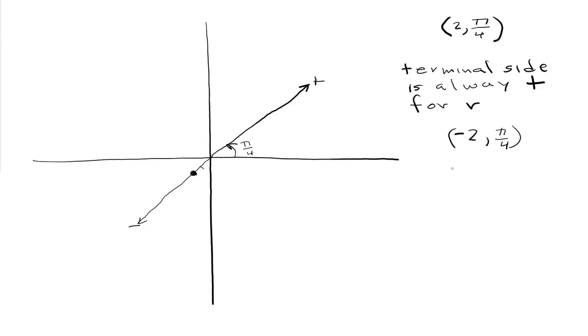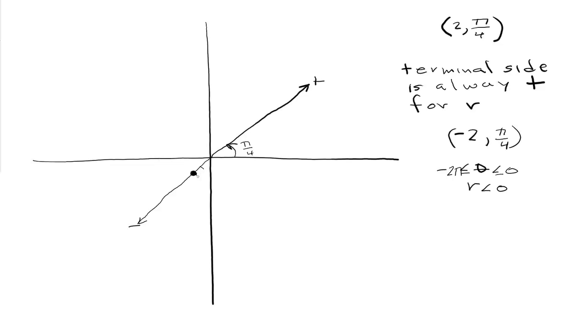Suppose I want my angle theta to be, let's see, what do I want my angle theta to be? How about between negative 2 pi and 0? And I want my r to stay negative. But I want to land on the same point.